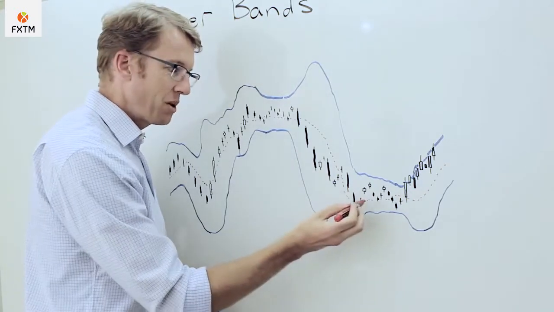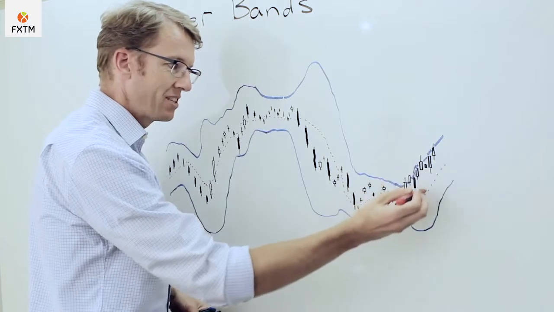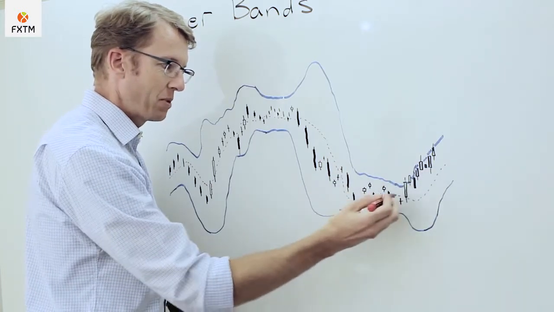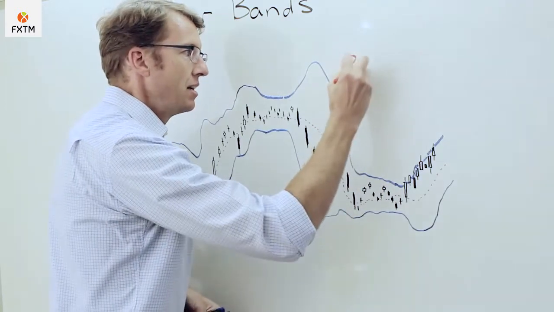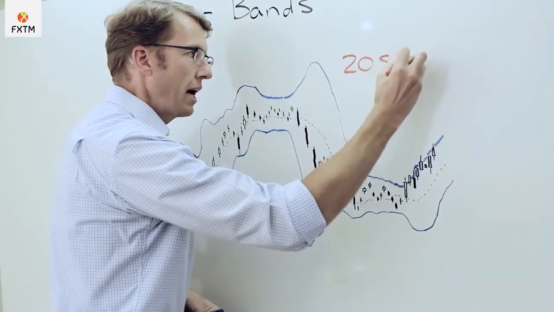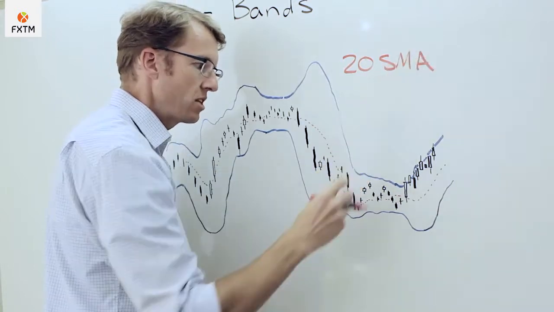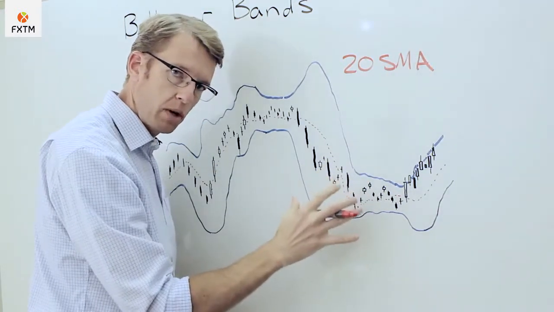Now, the Bollinger Band indicator, which I've drawn here on the board, consists of basically two parts. The first one is a 20-period simple moving average. You can see it drawn here right through the middle of the price chart, especially right through the middle of that consolidation.